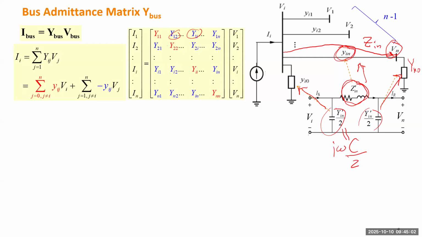Similarly, each branch, for example this branch, also has an impedance. The impedance will stay here, and it will also have admittance to the ground. The left half will go to the same y0, and the other half, if we take this naming convention, will become y20, right? Yeah.